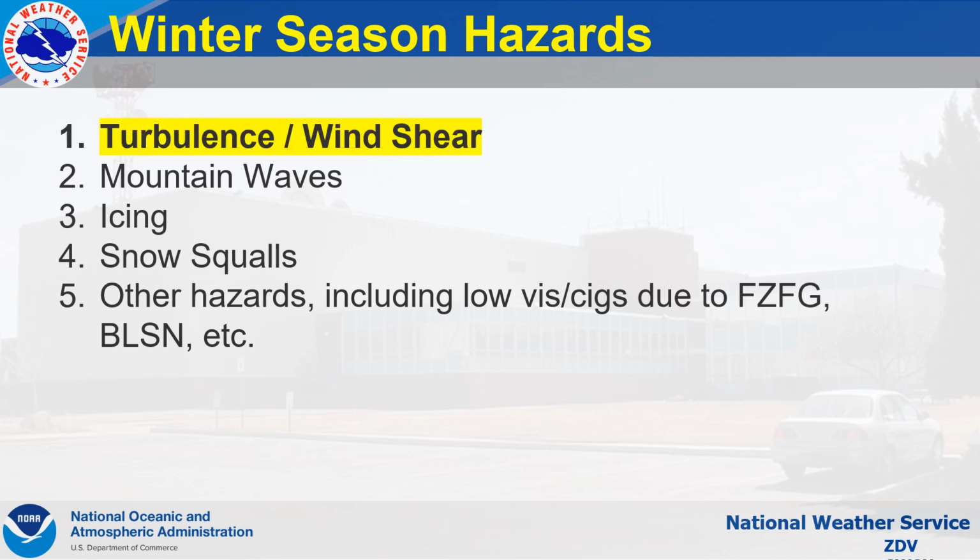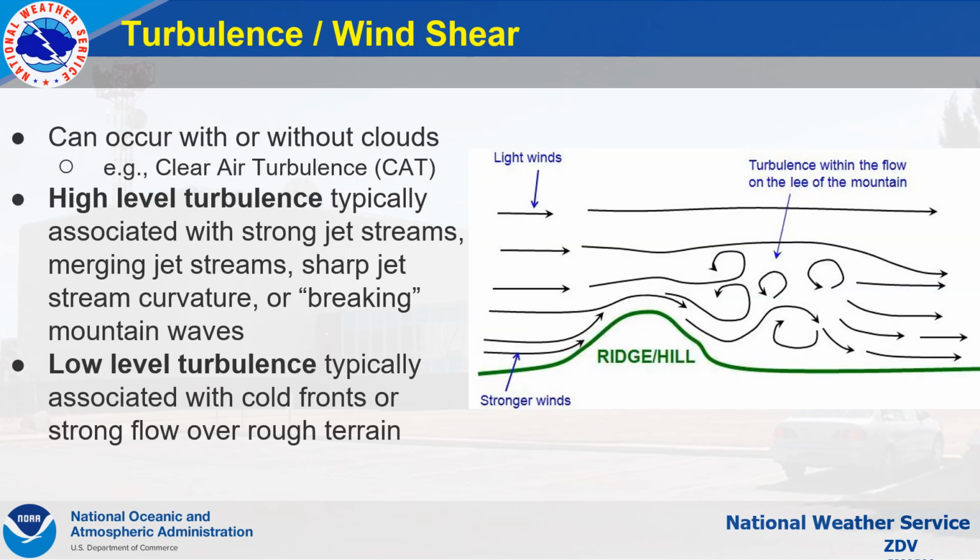First and foremost, we're going to start by talking about turbulence and wind shear. Now, turbulence and wind shear can, of course, occur throughout the entire year, but it does increase as we head into the winter seasons, both in intensity and duration. When we talk about turbulence in the summer convective season, we're usually referring to turbulence in or around convective clouds. However, as we head into the winter season, turbulence can occur with or without the presence of clouds. An example of that would be clear air turbulence.